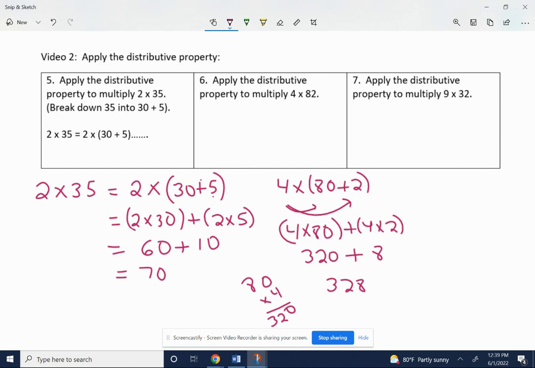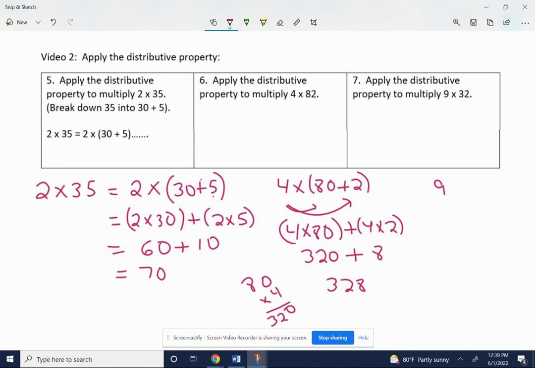Okay, why don't you try 7 on your own using the idea. Gosh, if it was me, I would take 32 and think of it as 30 plus 2. Let's see if you can take 9 times 32, break 32 down into 30 plus 2, and see if you can find the answer an easier way. Okay, why don't you pause the video first, though, and try it on your own.